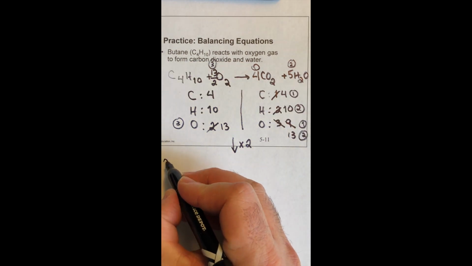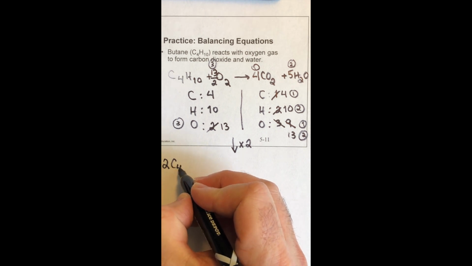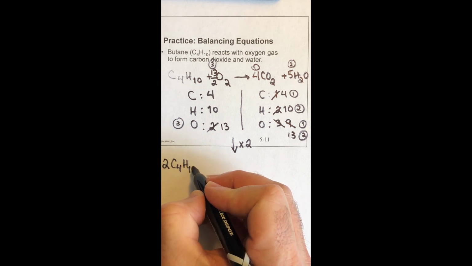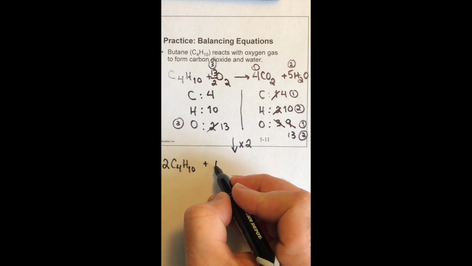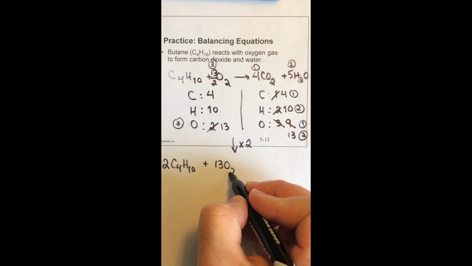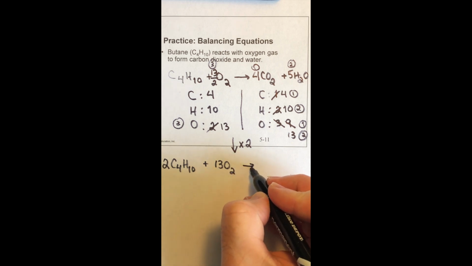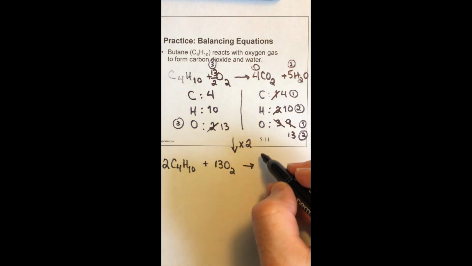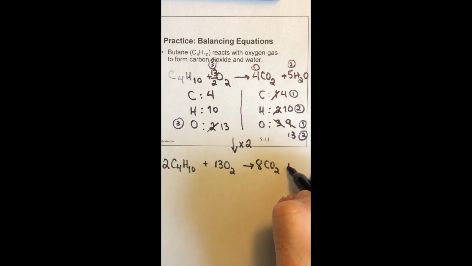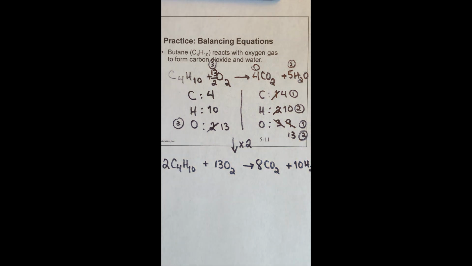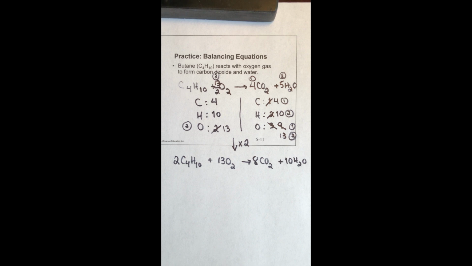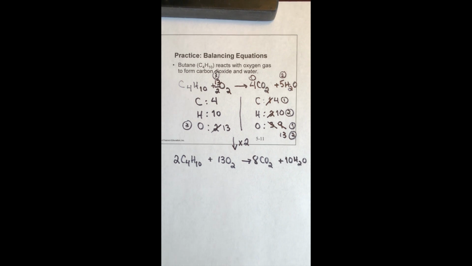So now I end up with 2C4H10 plus 13O2, giving me 2 times 4, it's 8 CO2 plus 2 times 5, 10 H2O. Let me zoom in a little bit here. Thank you. There we go.